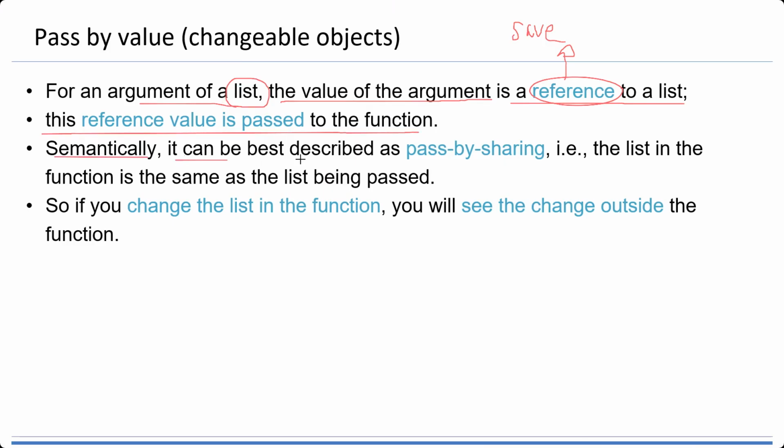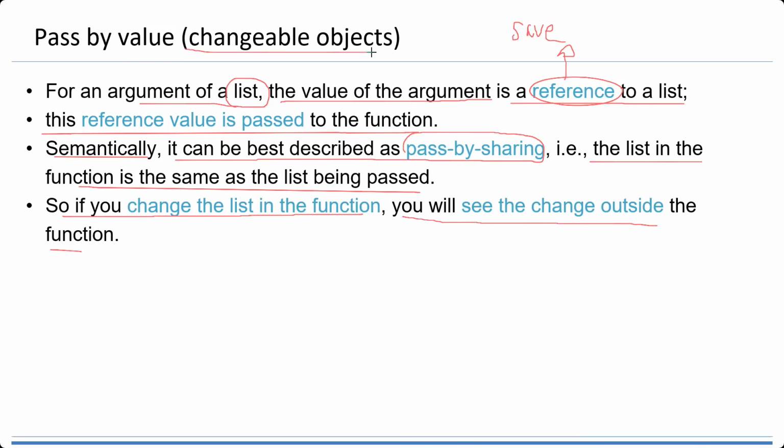Semantically, it can be best described as passed by sharing, not passed by value. That is, the list in the function is the same as the list being passed. So what does it mean? If you change the list in the function, you will see the change outside the function. So that's the meaning of changeable object.